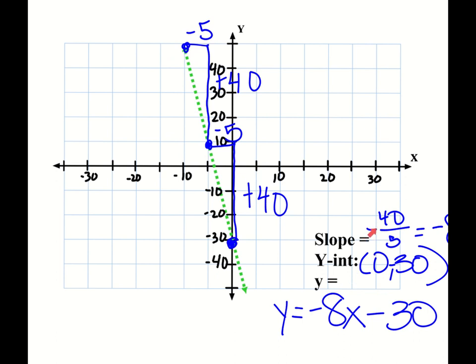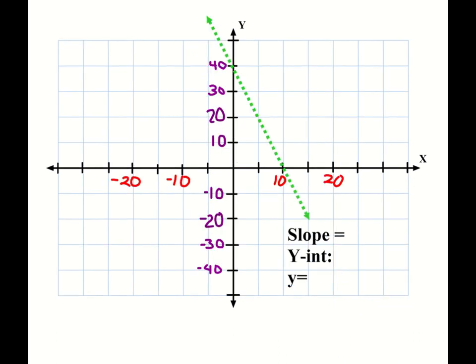So then looking back here how I wrote it, I know it's a negative slope. Look at how it's going this direction. So I have negative 40 over 5, and I can simplify that to negative 8. So that's how I got my slope here of negative 8, and then my y-intercept of negative 30. And once again, I want you to try this one on your own. So pause the video. Once you've put some work and time into figuring it out, turn it back on and see how you did.